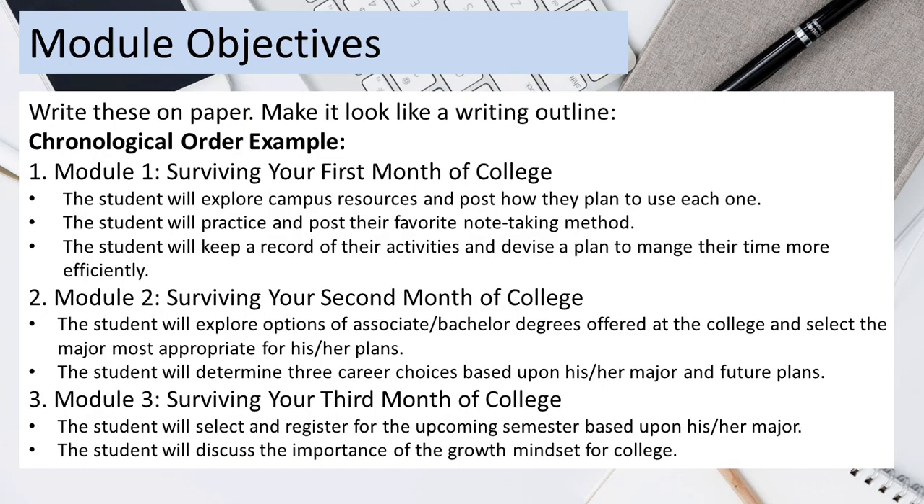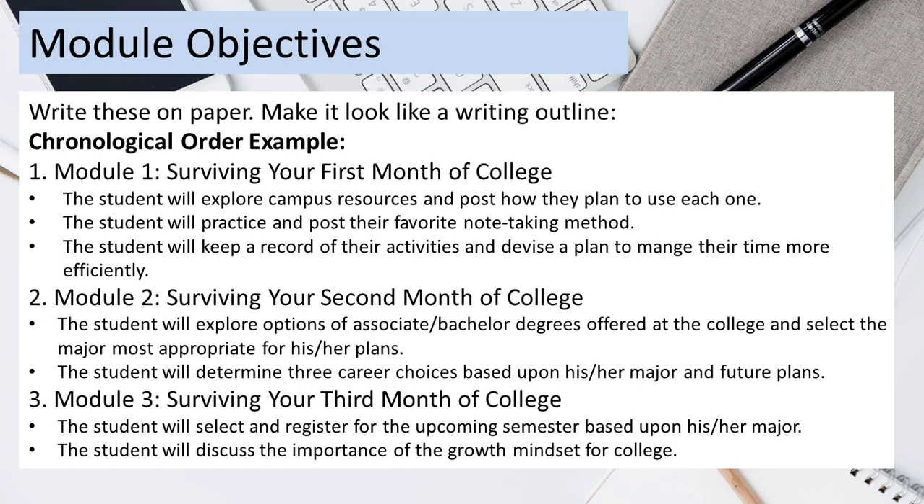Then you want to take a piece of paper or maybe in Microsoft Word and write these objectives out on paper. You can make it look like a writing outline. So here's an example. I've created one for a chronological order example of how to lay out a course. So module 1 is going to be surviving your first month of college. So in this, I'm going to put all my materials that are going to be needed to help my students survive the first month of college.